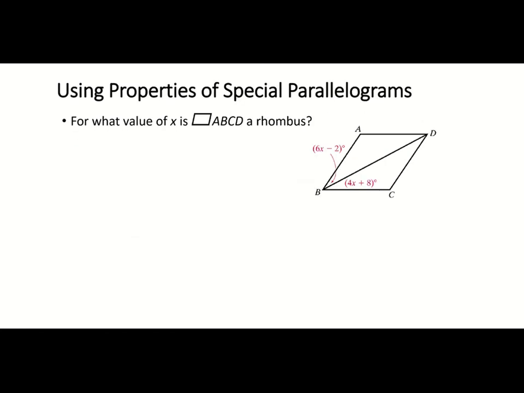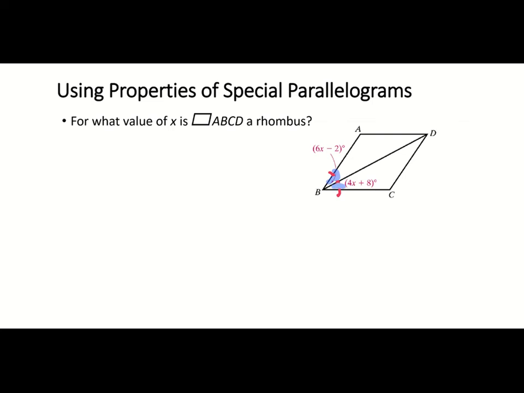All right, and the last problem we're going to do for this section is they want us to find the value of x. They gave us a rhombus, and they gave us one diagonal in that rhombus. And just recall that the diagonals in a rhombus bisect opposite angles. So that means that this angle here, angle ABD, is going to be congruent to angle DBC.